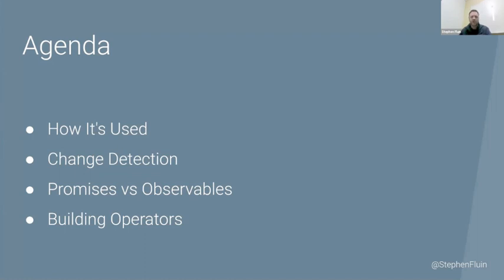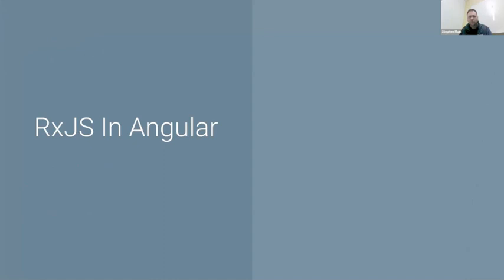So first I'm going to start off talking a little bit about how we use RxJS in Angular, a little bit about why we do that. And then I want to talk generally about change detection as one of the kind of main drivers. I'll touch briefly on promises versus observables. And I want to end up by actually empowering everyone here to start building your own operators, which is a key part of using RxJS effectively. So let's start off talking about how the Angular team uses RxJS.